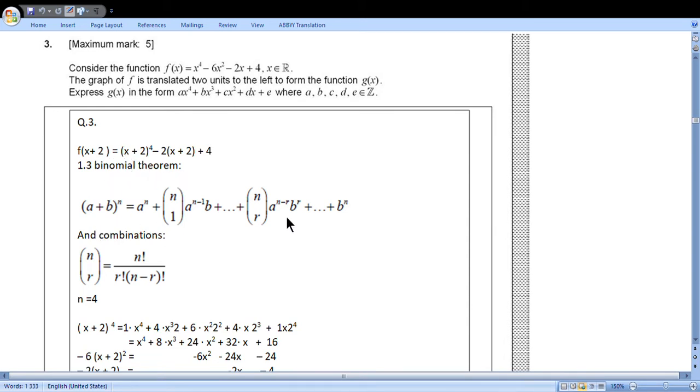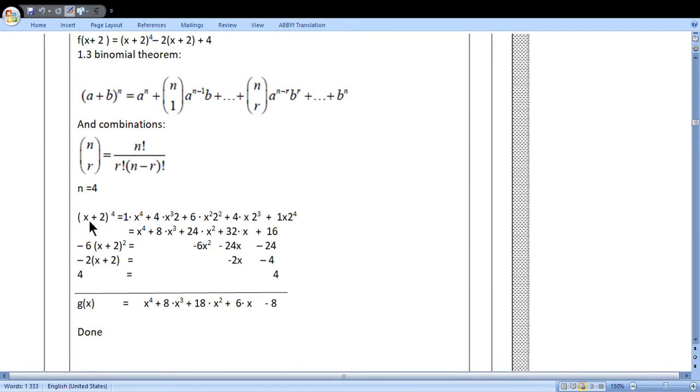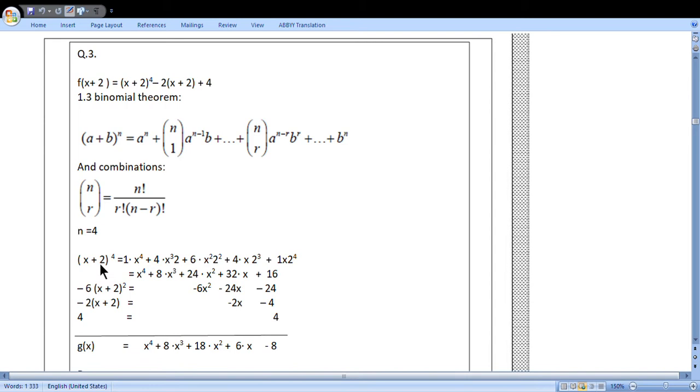Using the binomial theorem, where coefficients are given by combinations and n equals 4, and r is changing from 0, 1 till n, we get different terms. For the first term we get this expression. The binomial coefficients are 1, 4, 6, 4, 1. Then after simplification we get this expression.